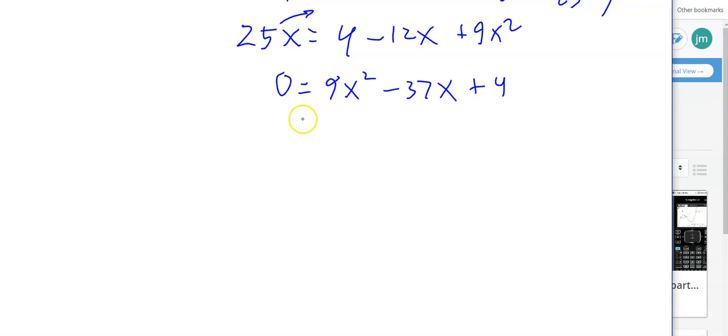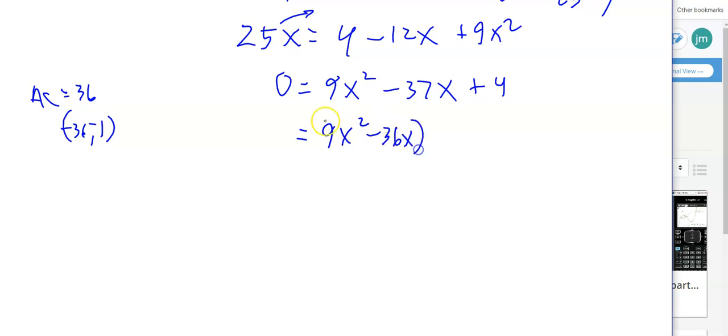Okay, so let's do the AC method. So AC is 9 times 4 is 36. Factors of 36 that add up to negative 37. If they're both negative, that would work. So I'm going to break up that middle term. I'm going to write minus 36x plus negative x plus 4.